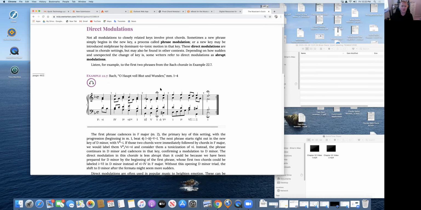This is a church chorale. I know we kind of think, hey, it's a church chorale, we have direct modulation. Yeah, there's some pretty abrupt direct modulating in today's church music too, sometimes jarring, but this one is not.